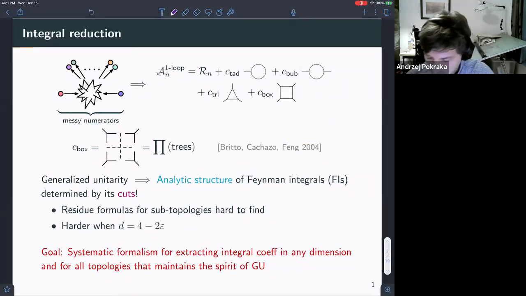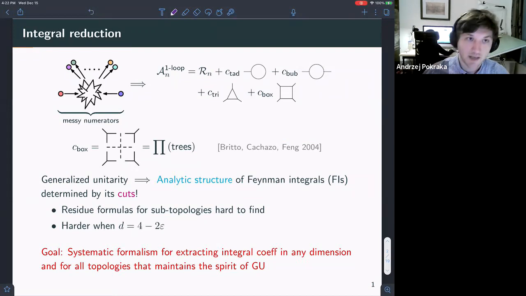So the topic of this talk is integral reduction. If we want to compute a scattering amplitude in perturbative quantum field theory, this has a standard expression. We would get it in terms of a bunch of Feynman diagrams, each of which could have some messy numerator. And this makes the problem of just straightforwardly evaluating all of these integrals in a brute force manner quite difficult.